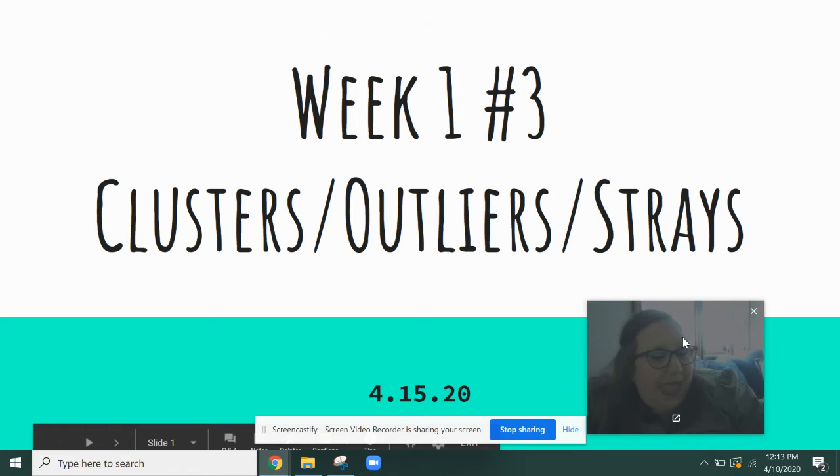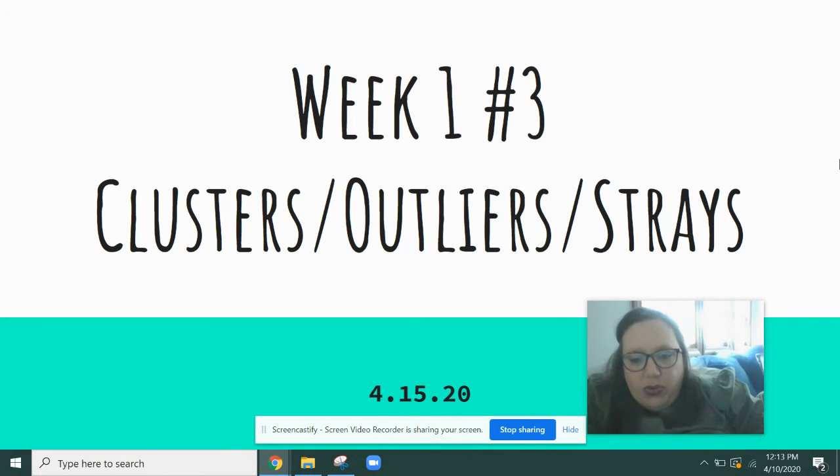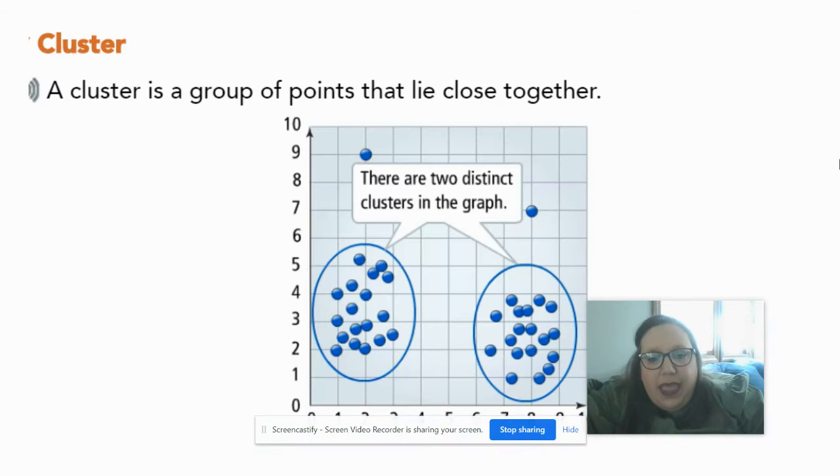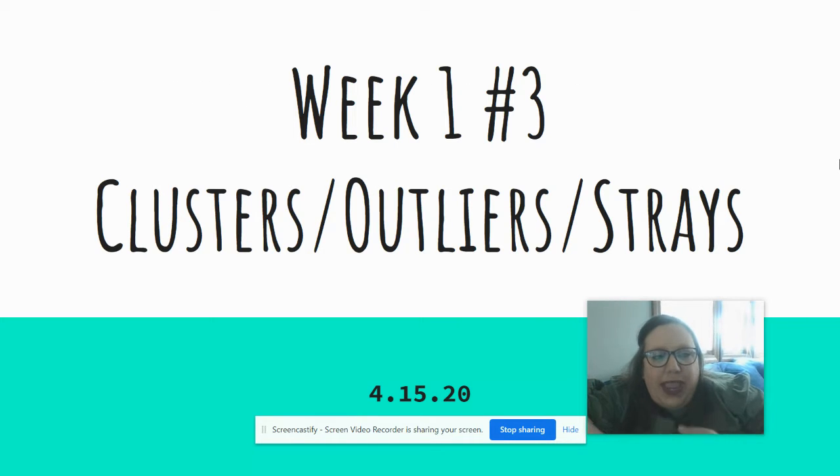So we are back and we're going to continue our work with scatter plots. We're going to start analyzing the type of data that we have. Today we're going to be looking at a scatter plot and looking at any clusters, gaps, and strays in our scatter plots. These should be words that we've heard last year, and we are going to be applying them to scatter plots now.